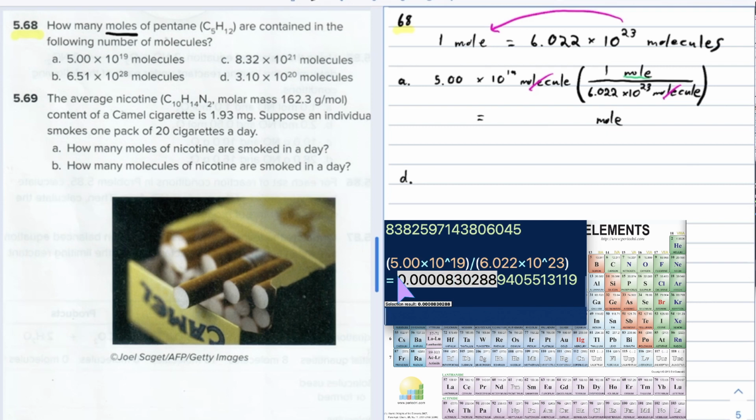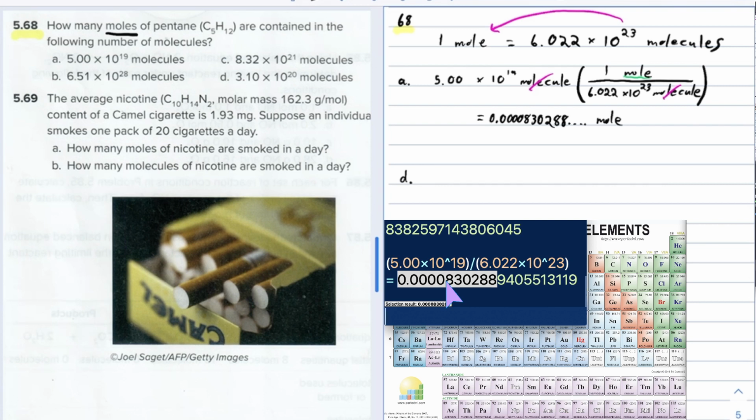We have hardly any moles. 0.000830, 8302, I'm sorry. And then the 8 keeps on going.